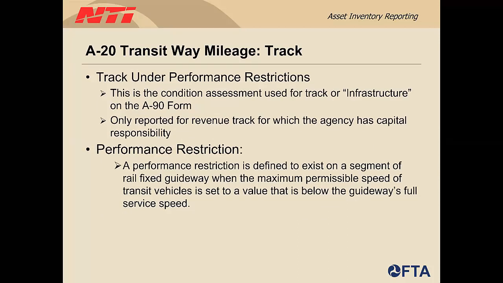You will also report here the amount of track for the mode that is under performance restrictions. This is the performance measure for the infrastructure section of the A90 form that we reviewed in the beginning. A performance restriction is defined to exist on a segment when the maximum permissible speed for a transit vehicle is set to a value that is below the Guideway's full service speed. FTA published a guidebook for determining performance restrictions, and you can find this on the NTD website for your reference.